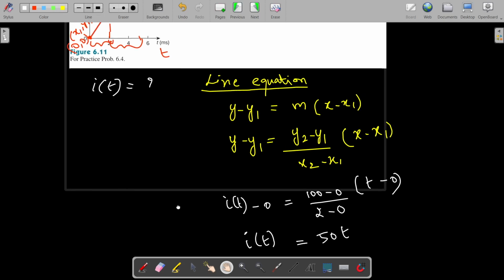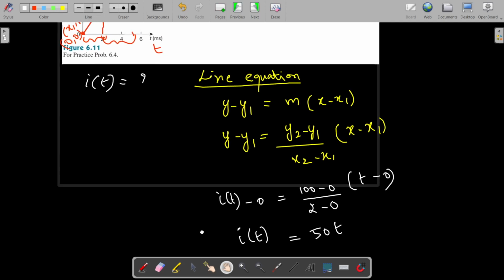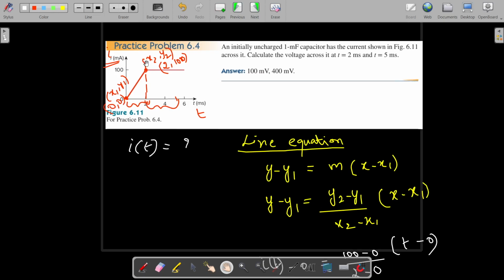I am giving the generalized one. By looking at this, it has the slope of 100 by 2. So you can easily write it as 50t as it is a ramp signal. Otherwise, using this line equation, you can find it out. So now we got the expression for I of t for the first portion, where t lies between 0 and 2.